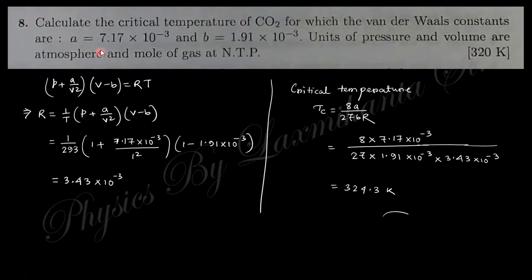Next one, calculate the critical temperature of carbon dioxide for which the van der Waals constants are A equal to this and B equal to this, with this unit of pressure. This is the same type of question as question number 1 and 3. So just do the same process, get the value of R and put it in this expression, and you will get this answer.